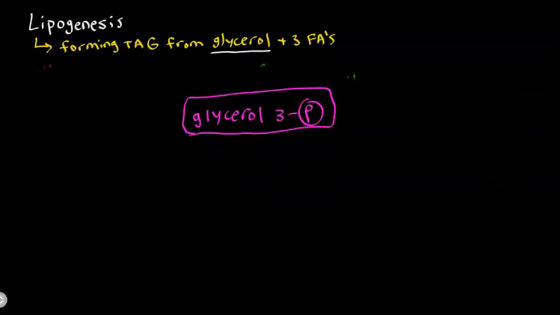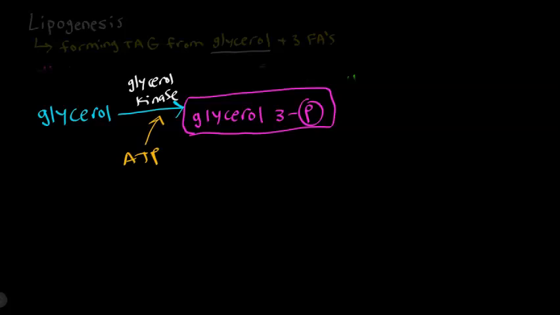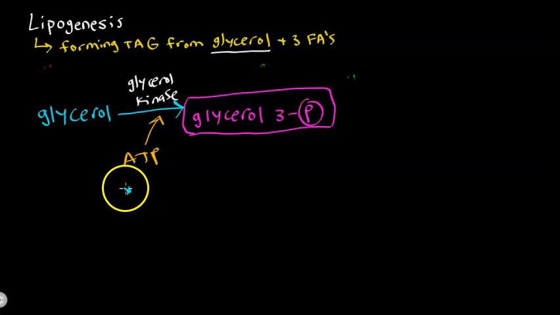We need to use this precursor to make our fatty acid. So the question is, how can we get this glycerol 3-phosphate? Well, there are 2 ways we can actually get it. We can start with glycerol and convert it into glycerol 3-phosphate. And the enzyme that allows us to do that is known as glycerol kinase. And here we actually need some ATP. This process happens in the liver. So this one here happens in the liver.